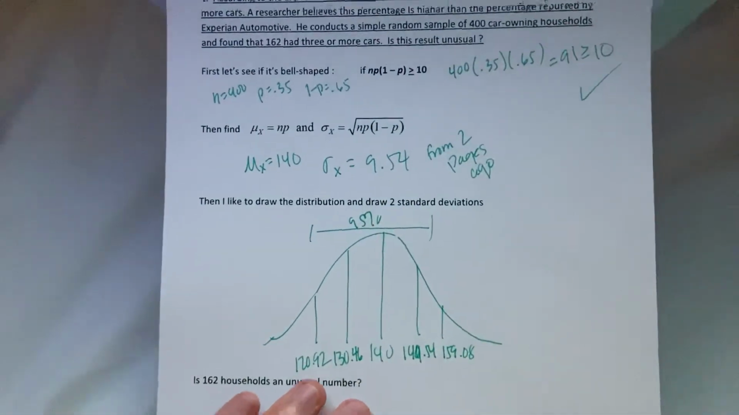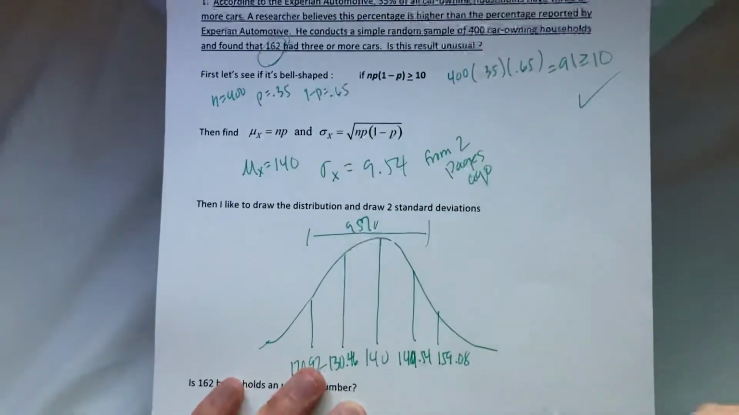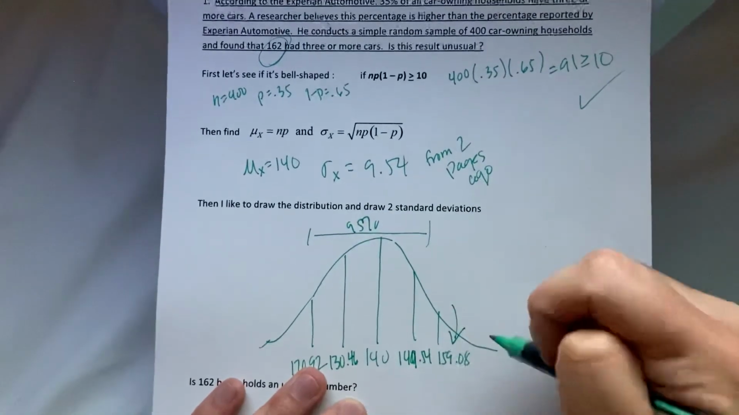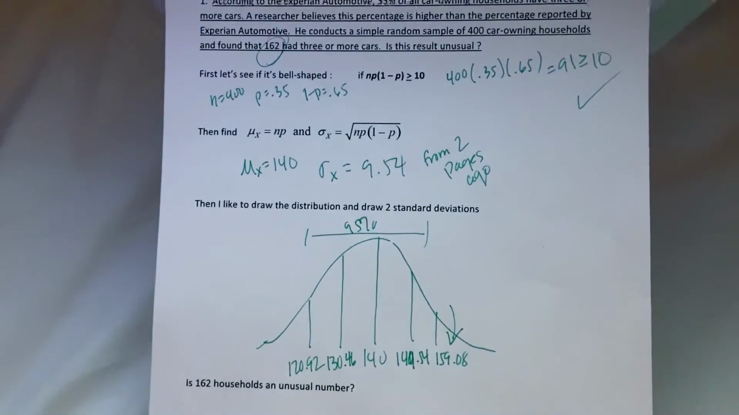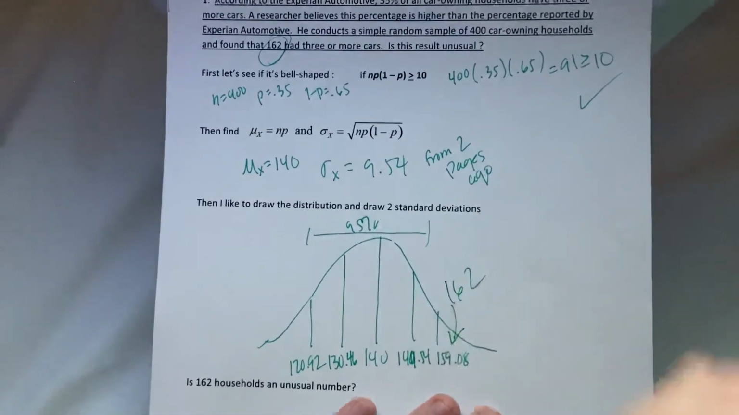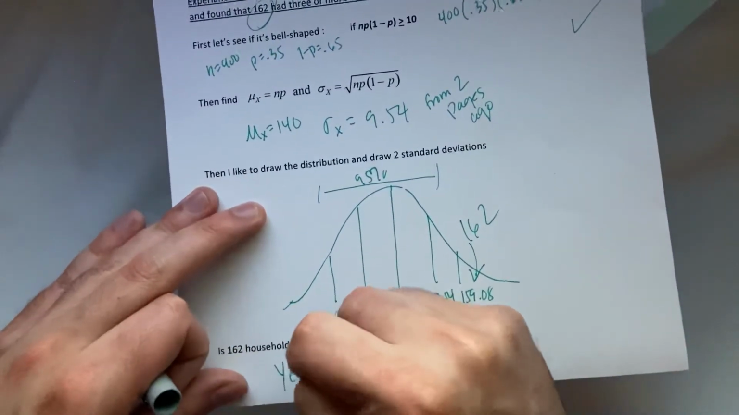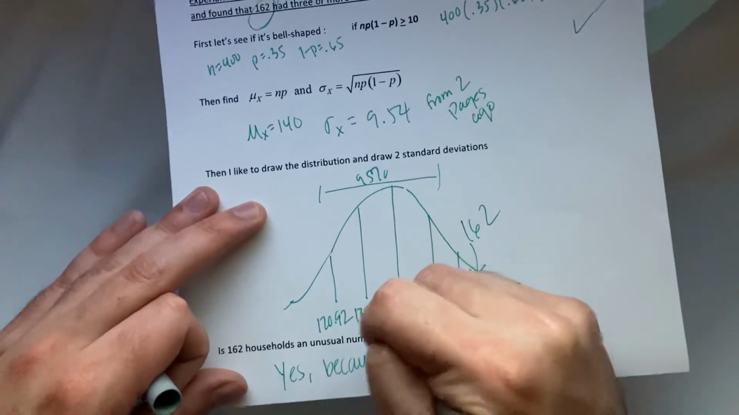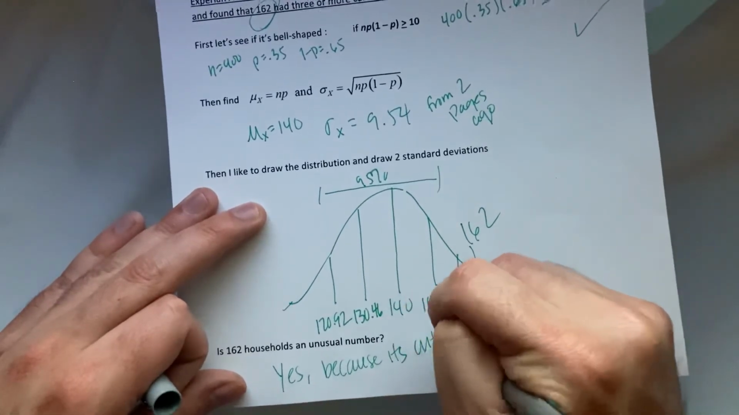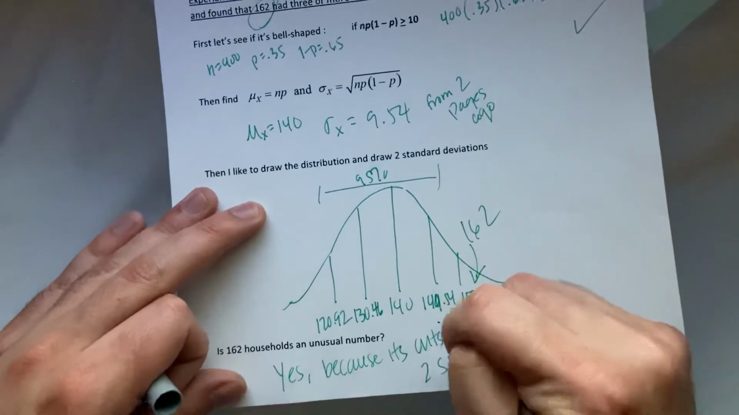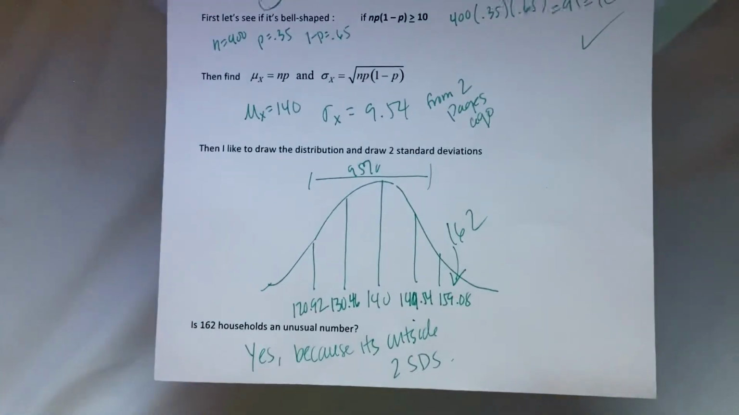Now, his data said he got 162, which is beyond the 159.08. So is 162 unusual? Yes, because it's outside 2 standard deviations. Only barely, though. So it's a little bit unusual.